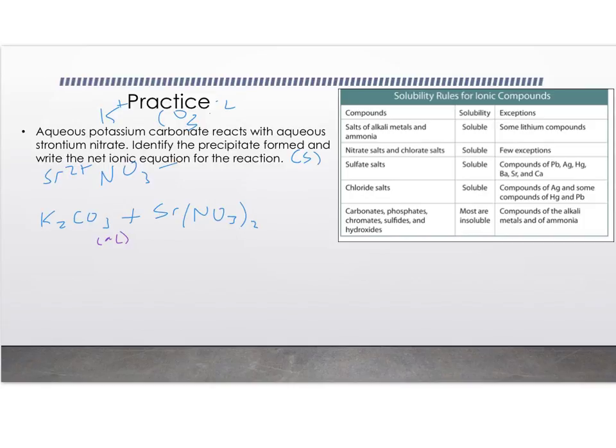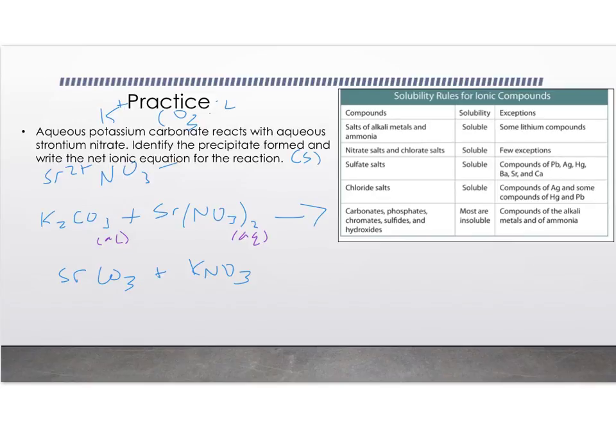That means they are soluble in water. That's going to be AQ for both of them. Okay, and they're going to react to form two new compounds. It's a double replacement, so we need to swap out the strontium and potassium. So we're going to form strontium carbonate. 2+ and 2- are going to cancel out, and then we have KNO3.